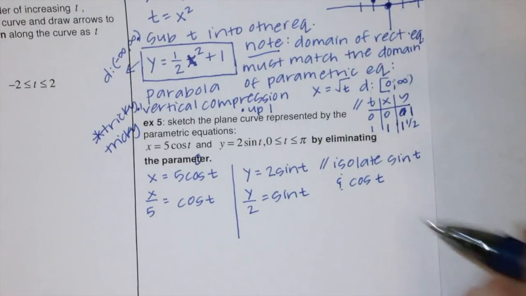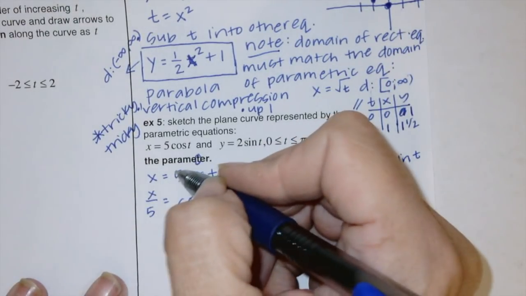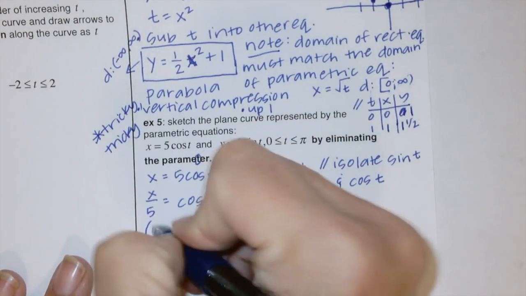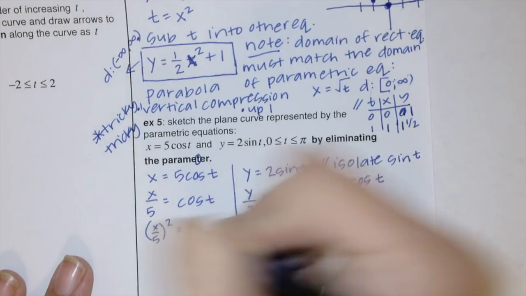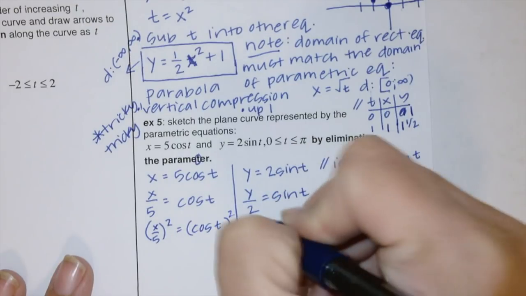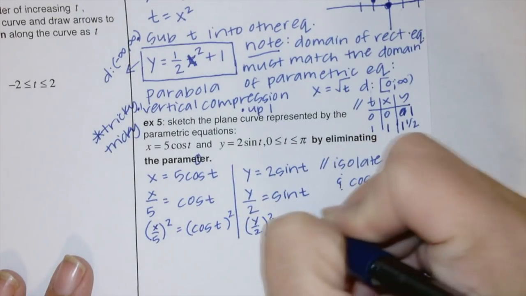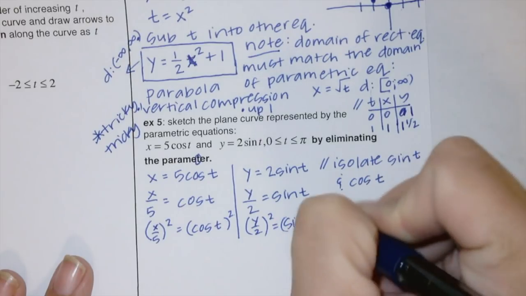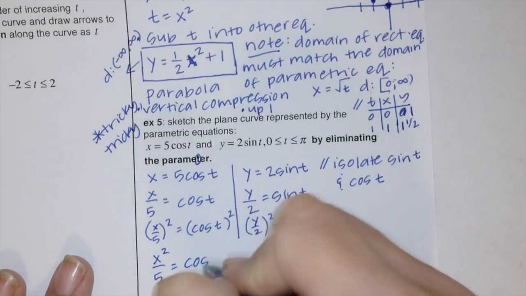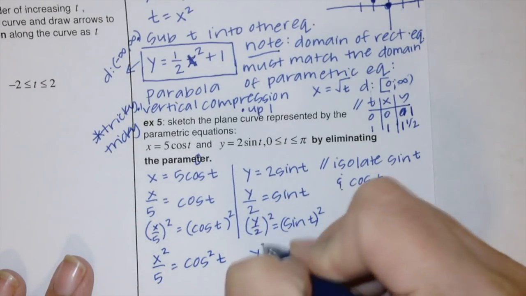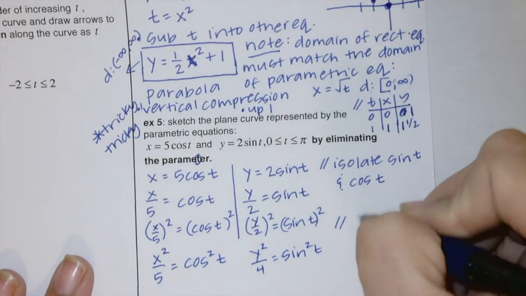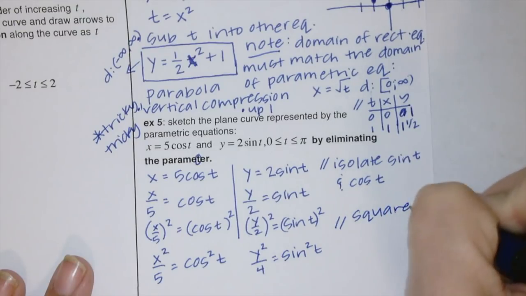Okay, moving on. Step 2, you are going to square both sides. So I'm going to take x over 5 and square it. And I'm going to take cosine t and square it. Same thing here. So I get x squared over 5 equals cosine squared t. And then I get y squared over 4 equals sine squared t. So the next step was to square both equations.